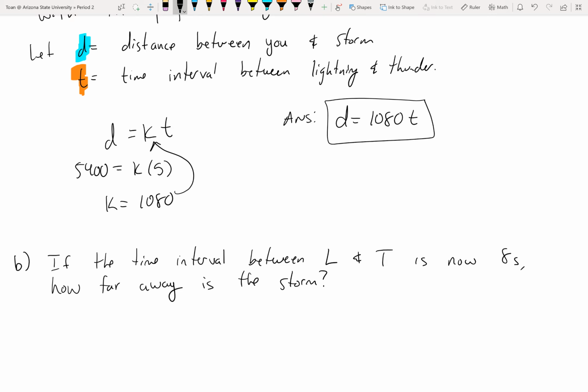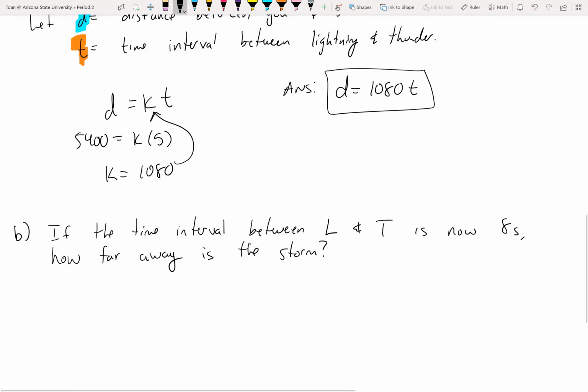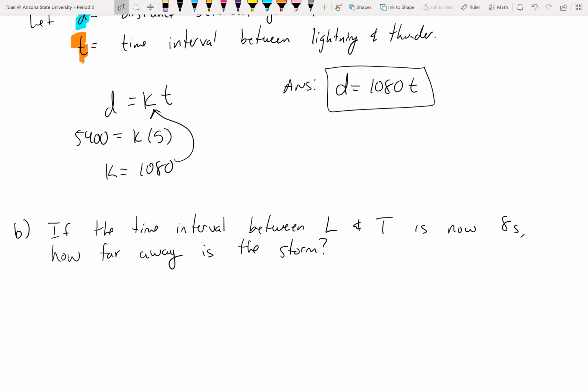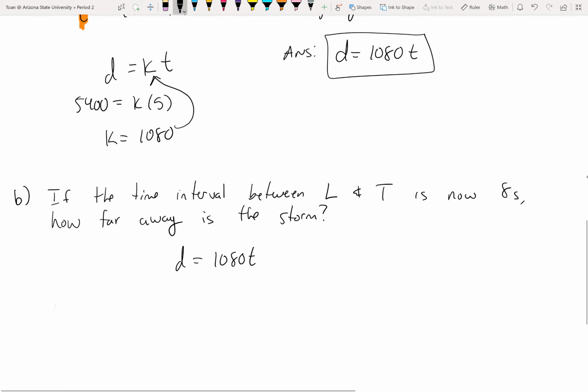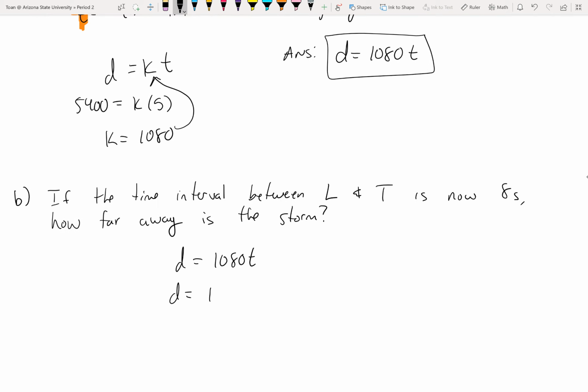Well, fortunately, in part A, we came up with an equation. So that is a valid equation to use. We have an equation that uses time. Just plug in the time. So from part A, we know that this is true. Then we can just plug in the 8 seconds for D. So that's 1080 times 8, which is 8640, and the units in the problem were feet.